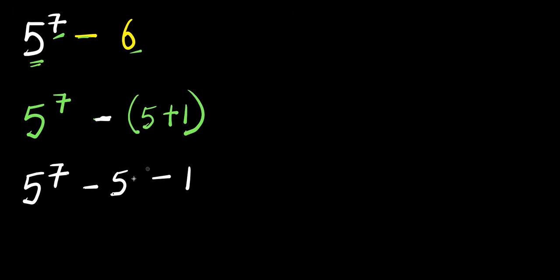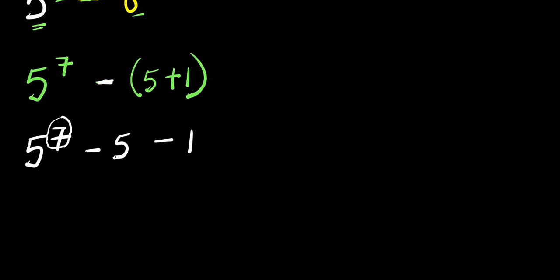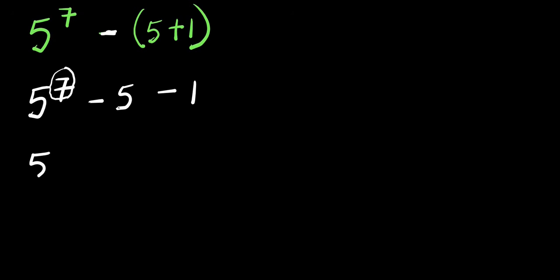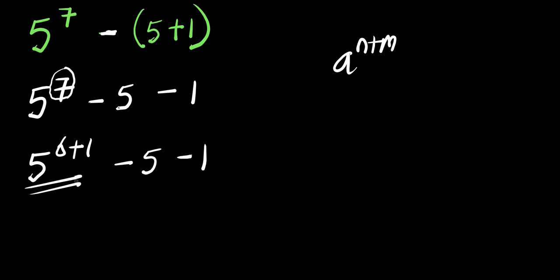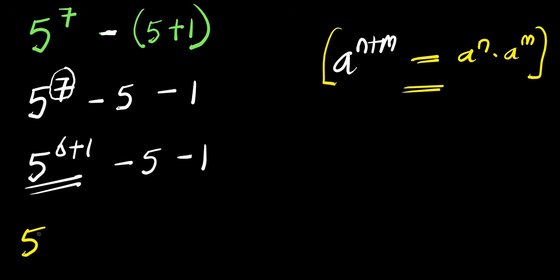Now, the next thing I'm going to do will be to express this 7 here as summation of 6 and 1. So what I'm going to have is 5 to the power of 6 plus 1 minus 5 minus 1. Now, if you have a power n plus m, which is in the form of what we have here, this will simply give you a power n times a power m. If this is the case, that means this will give us 5 power 6 times 5 to the power of 1 minus 5 minus 1.